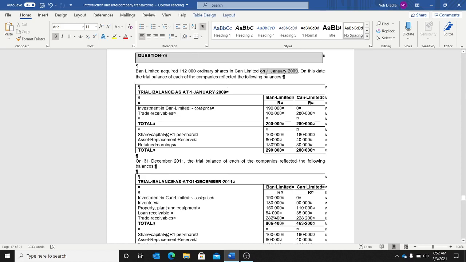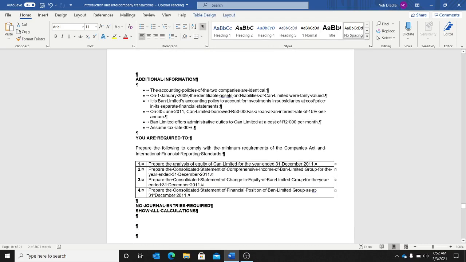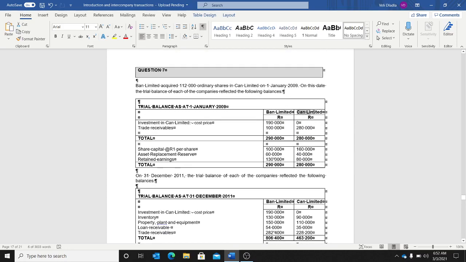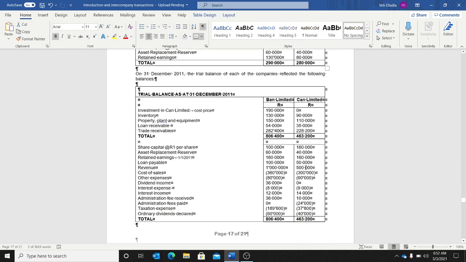What we always do, the company is bought here. They bought 112 out of 160. According to the information given to us, we are supposed to do the analysis of equity of Ken. Ken is a subsidiary. Always the analysis of equity, you are doing the analysis of equity of a subsidiary, meaning you're only doing one company, which is this one here. So you must concentrate on Ken, not the other company, which is Ben, when you are doing the analysis.